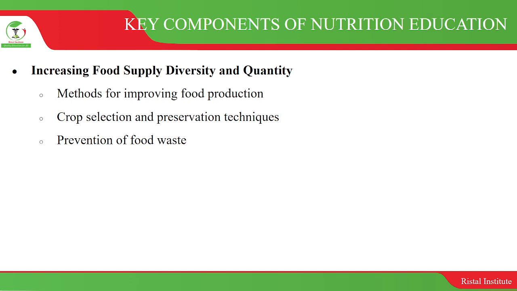Increasing food supply, diversity, and quantity. This is also very important. Under this, we have methods for improving food production. We have to teach them how they will improve their food production. If, for example, the area is having too much sunshine, there is no rain, how are they going to make sure that they still produce these goods?